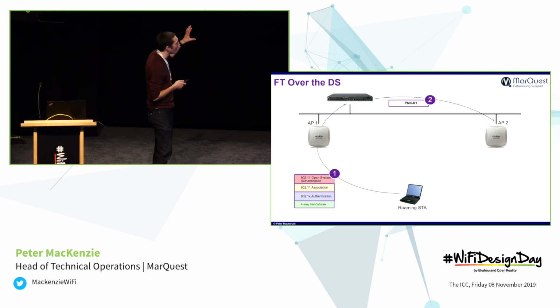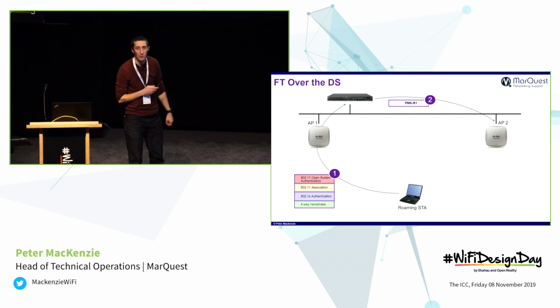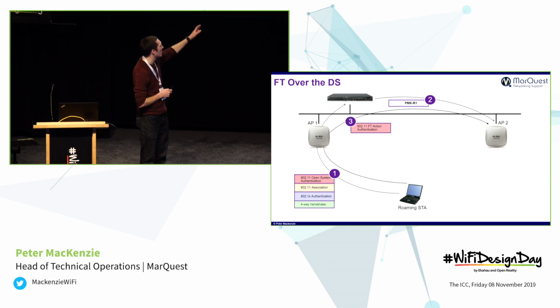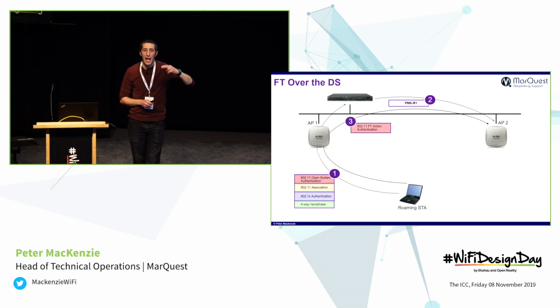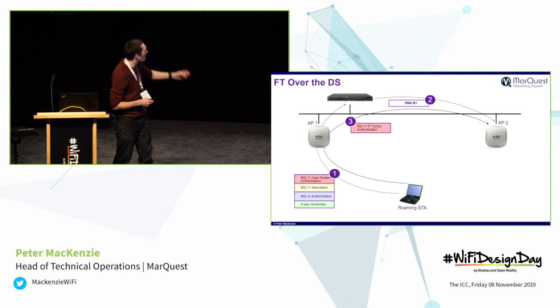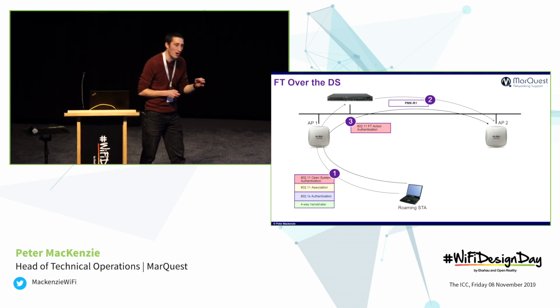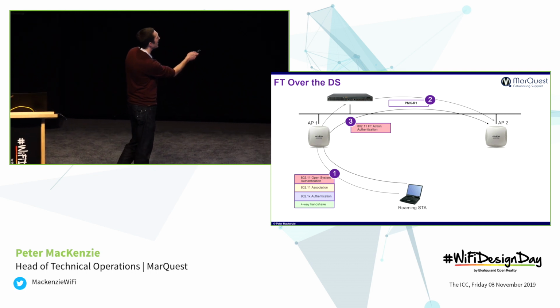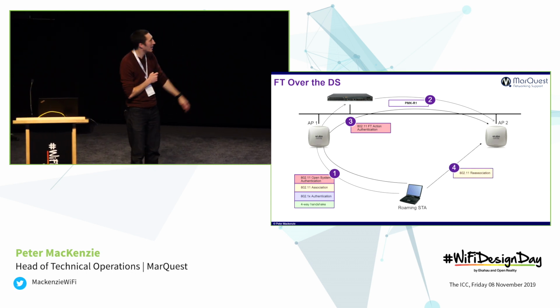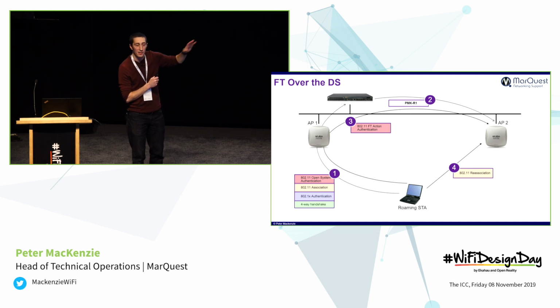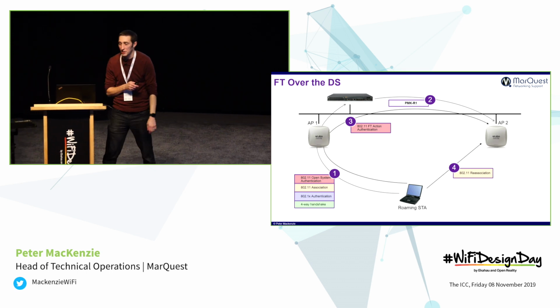But this time, as the client's roaming, it says, I want to roam to AP2. So instead of roaming directly to it, the first thing I'm going to do is send my FT authentication via AP1 to AP2. It does this in 2 action frames. So when it comes to actually roam and leave AP1, it just needs to do an association request and association response, 2 packets, and we're on the network.